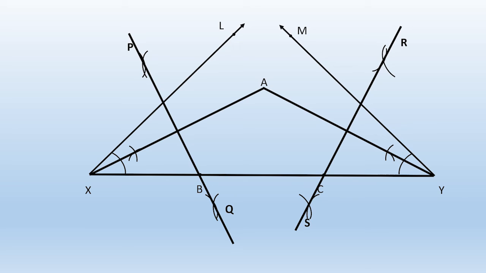Again, angle BAX is equal to angle AXB, as in triangle AXB, AB is equal to XB. And angle ABC is equal to angle BAX plus angle AXB, which is equal to 2 angle AXB, which is equal to angle LXY. Similarly, angle ACB is equal to angle MYX as required.